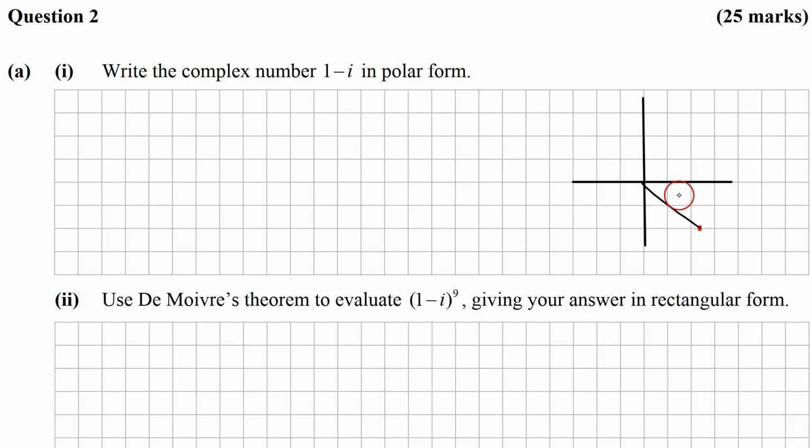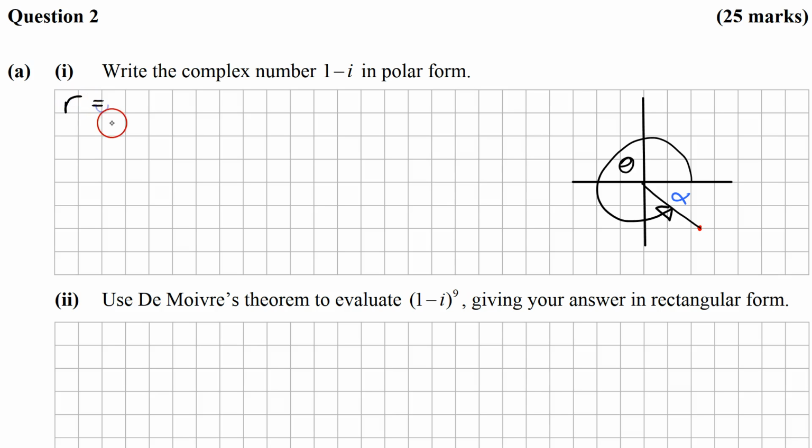So because it's in the fourth quadrant, I'm going to find alpha first, and then the actual angle I require is all the way around from here to here. Okay, so that's my theta that I'm looking for. And also I need the length of that complex number. So the first thing I'll do is get the length.